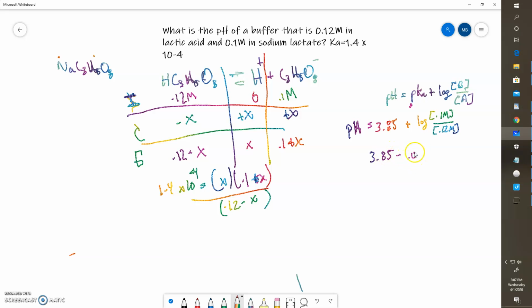So 3.85 minus 0.079. Oh, no, it's minus 0.079, so it's 3.85 minus 0.079. Never mind, it's just one of those days. And you end up with a pH of 3.77.